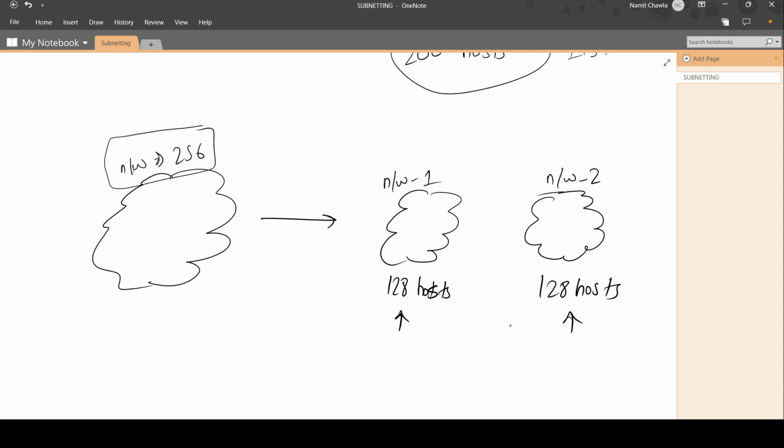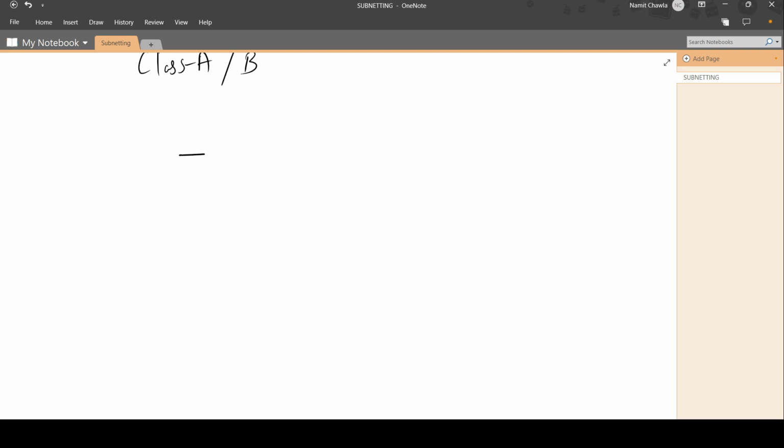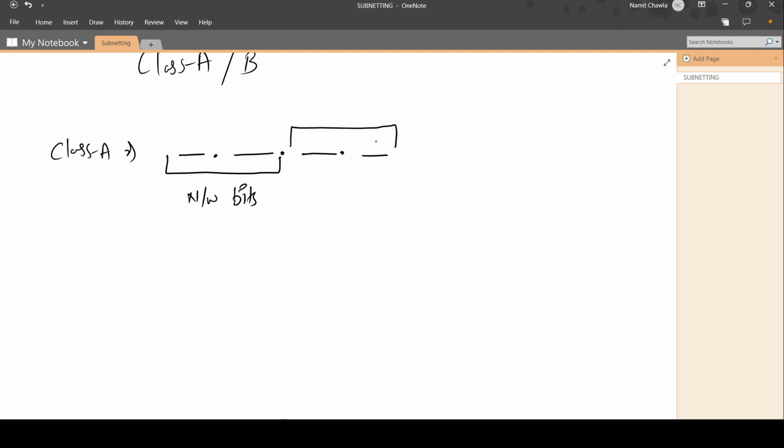Also, subnetting was introduced because it was very difficult to manage class A or class B networks. Reason being, we have already seen class A. Let me scroll a bit. We already know we have 4 octets in IPv4. For this type of address, these two will be part of my network bits, correct, and these two will be part of my host bits.